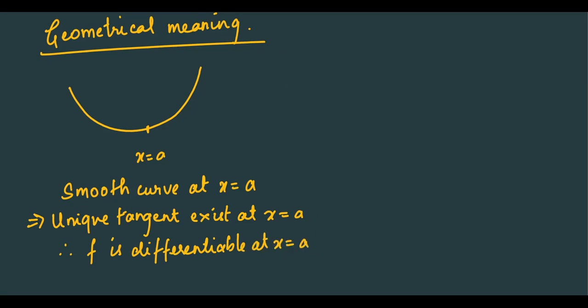In contrast, let's say we have a function like this. It has a sharp corner. This is at x equal to a, a sharp corner or sharp edge.